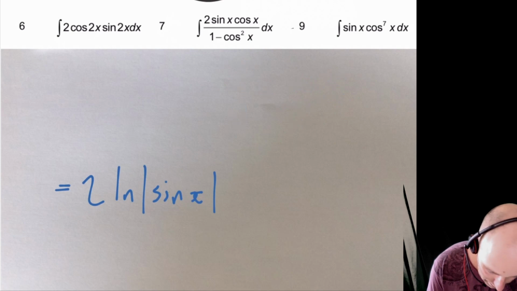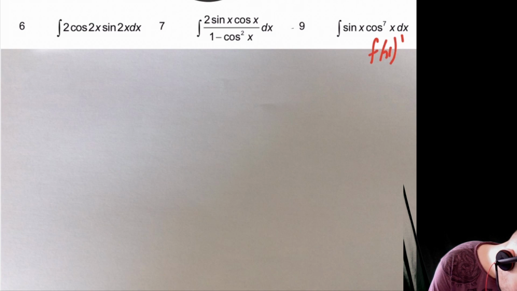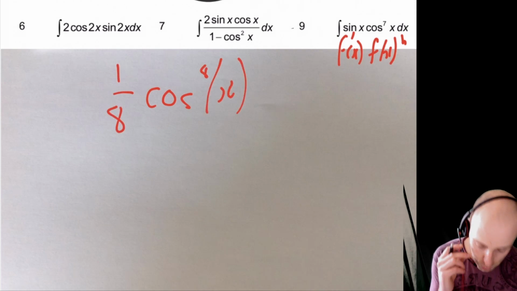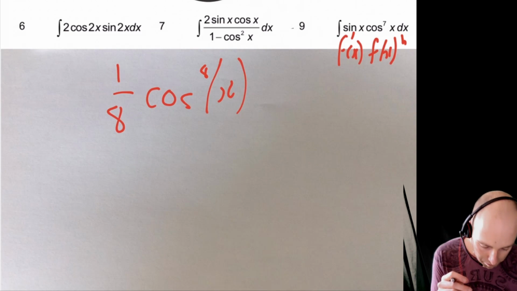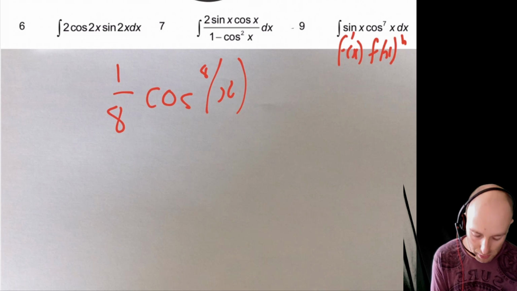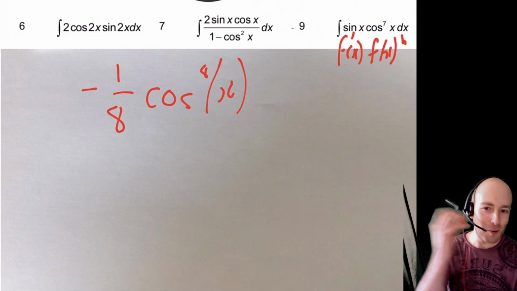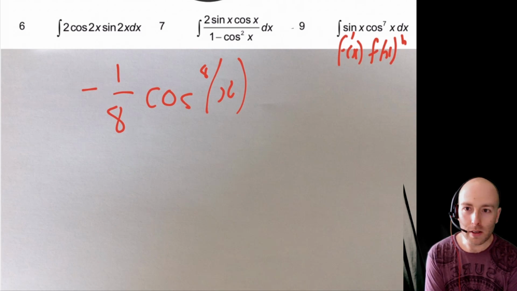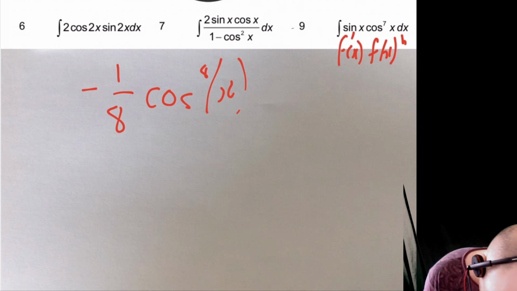Question 9 here is another recognition question. So we got a function f of x to the n times its derivative. So we're going to try cos to the 8. We need to divide by 8, and cos would differentiate to give us minus sine, so we need to throw a minus sign in there as well. That was an awful pun. Okay, so those are the first 3.